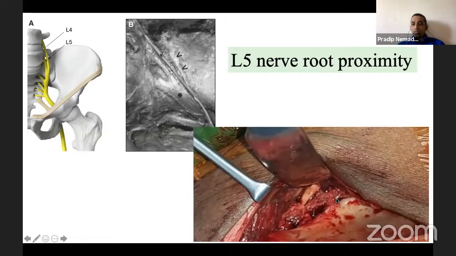So this is a case which I just did yesterday. This is the sacroiliac joint. That's the L5 nerve root. So that is how close it is to this. Sometimes we don't see it because, with the ligament, it gets retracted. But sometimes when the root is out, we can see such a beautiful L5 nerve root, and it is just around a centimeter or two lateral to the sacroiliac joint.